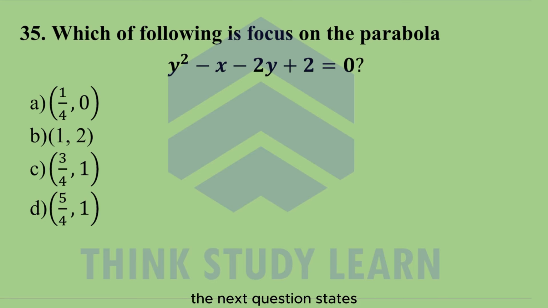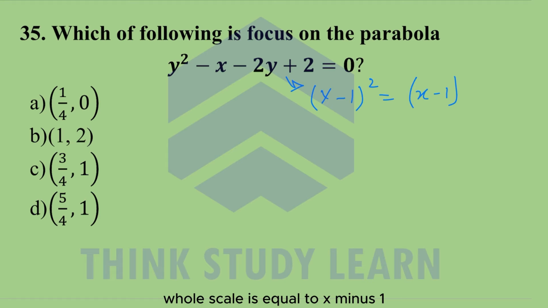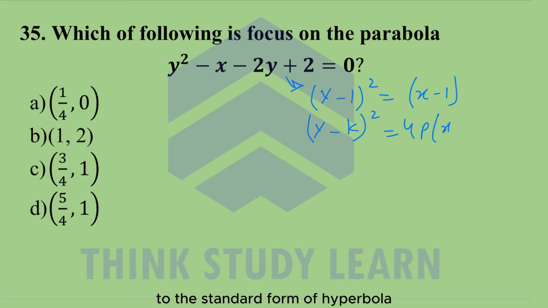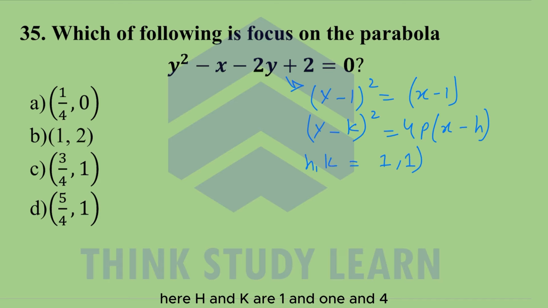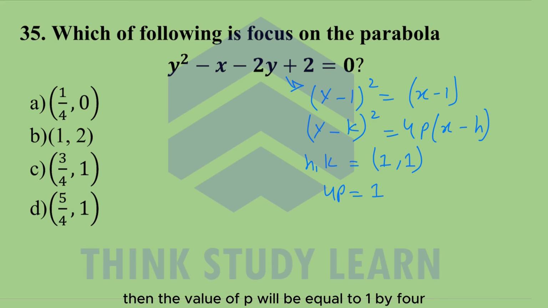The next question states: which of the following options is the focus of the parabola with the equation y square minus x minus 2y plus 2 is equal to 0? First, we will rearrange this equation into the standard form of a parabola. So when we rearrange this, the equation will become (y minus 1) whole square is equal to x minus 1. So now this is in the standard form of a parabola. So we will relate this equation to the standard form (y minus k) square is equal to 4p(x minus h). Here h and k are 1 and 1, and 4p is equal to 1, then the value of p will be equal to 1 by 4.